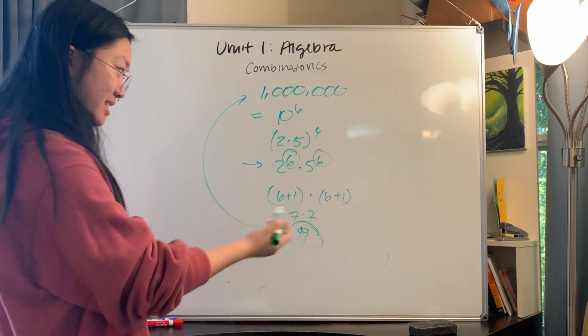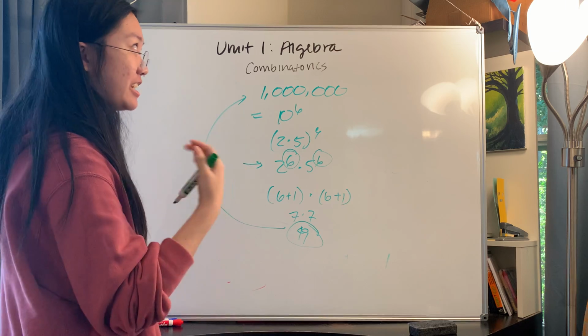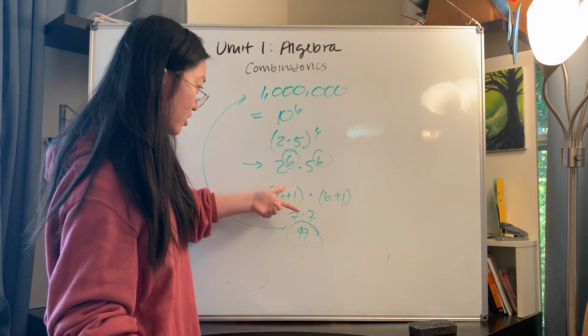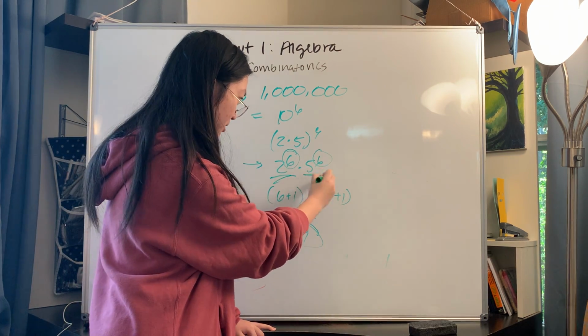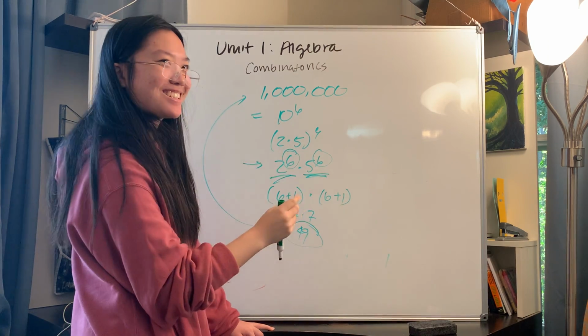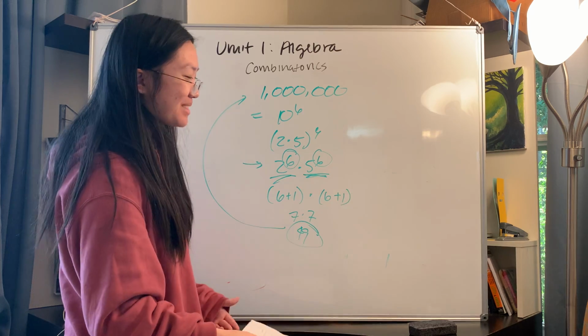And that makes sense, because if you're trying to create your factor, you have 7 choices in terms of how many 2s, and 7 choices in terms of how many 5s you want in its prime factorization. Okay, I hope that made sense.